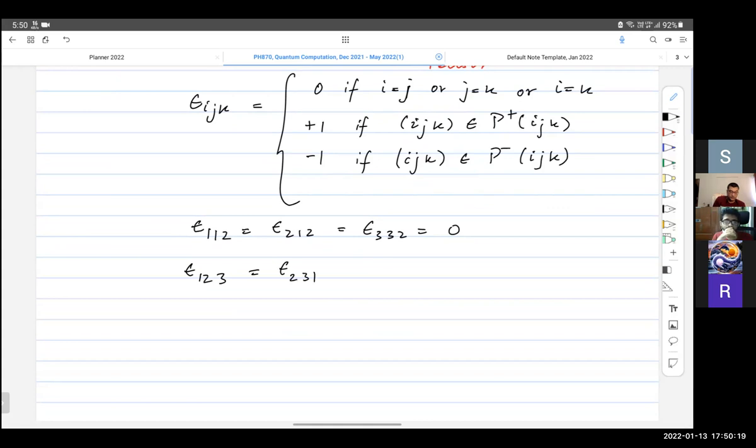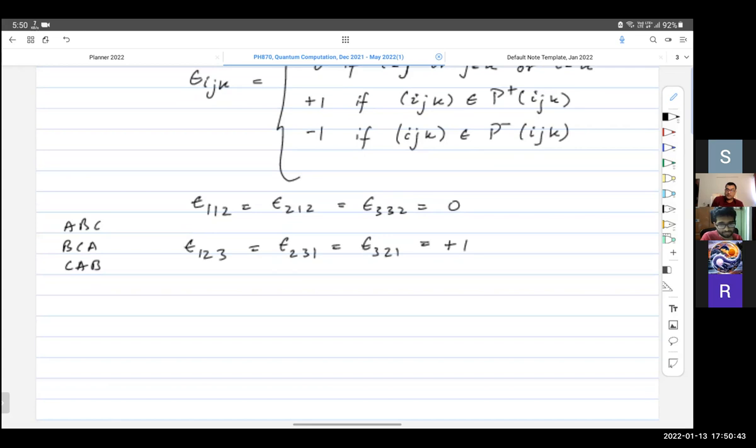When this is an even permutation, there are two kinds of permutations, right? Cyclic permutations of a set of elements. So if you have A, B, C, what are the cyclic permutations? B, C, A, and C, A, B. These are the even permutations. So when this is an even permutation, it's plus one. When it's an odd permutation, so 1, 3, 2, 2, 1, 3, 3, 2, 1, it's equal to minus one. So these are the odd permutations: A, C, B, B, A, C, C, B, A.